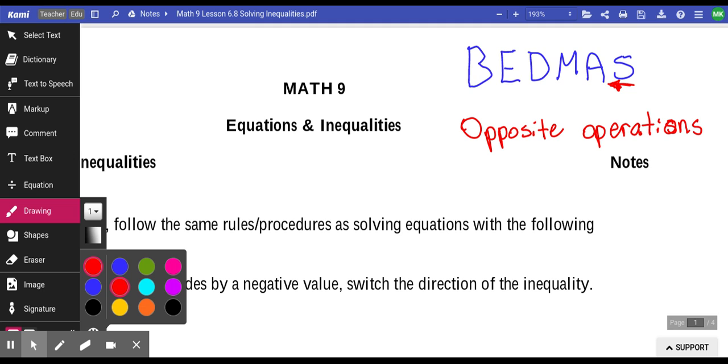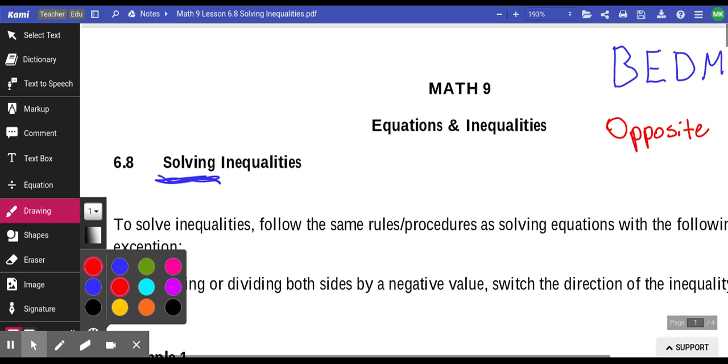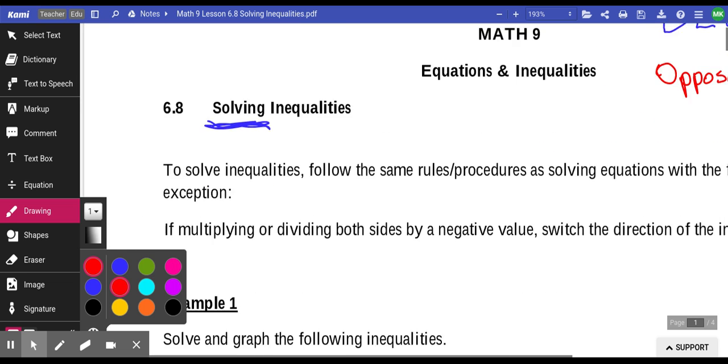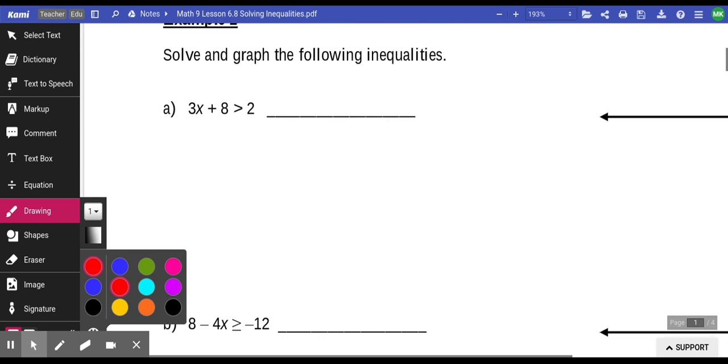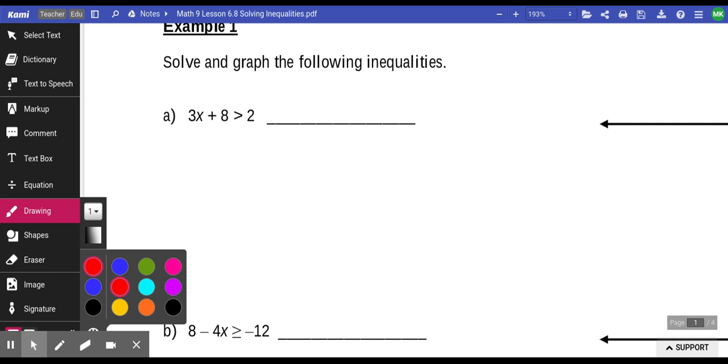Cool. So if you don't remember working BEDMAS backwards or opposite operations, I highly recommend you go review lessons 6.1, 6.2, 6.3, 6.4, just so you can see what solving an equation looks like, because that is how we're going to solve inequalities. Okay, let's start some examples.